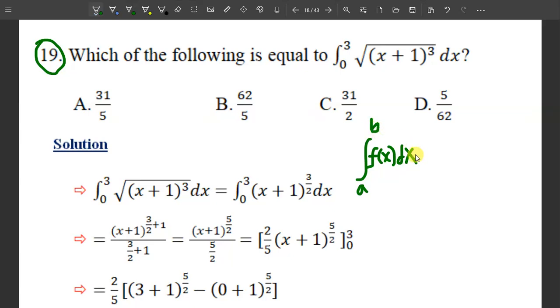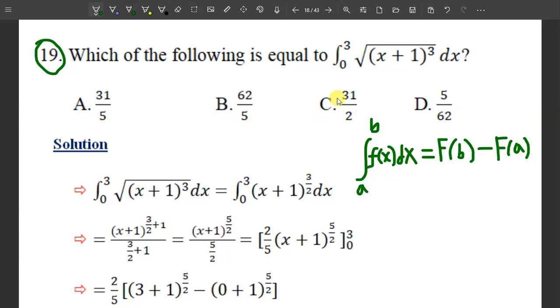And suppose that capital F of x is the antiderivative of this function. Then what we have to do is, if capital F is the antiderivative of small f, then F of b minus F of a is the answer. That is the definition of the definite integral.